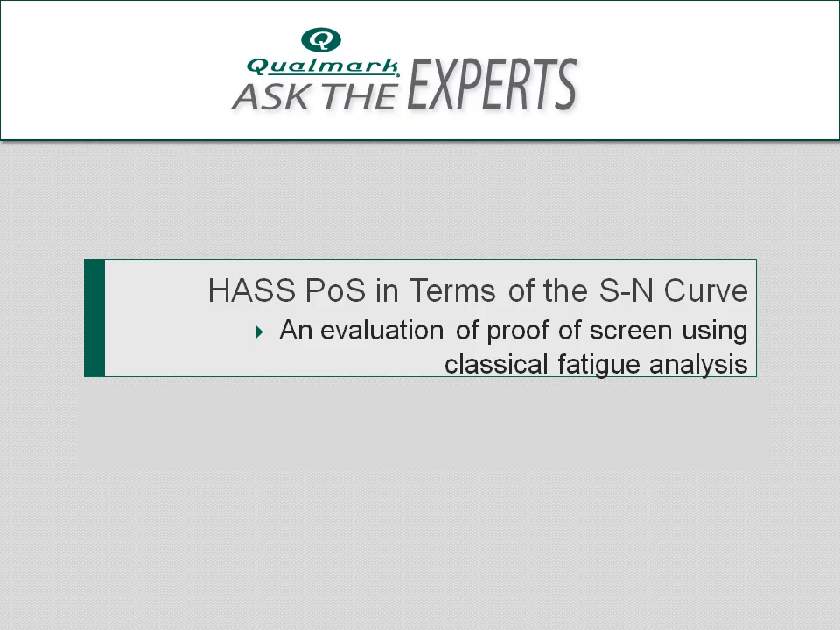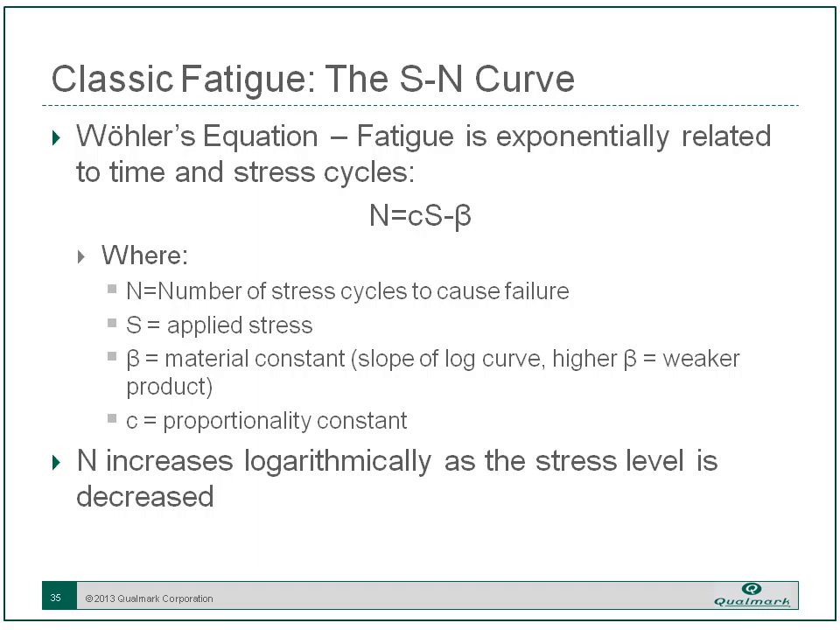Now I'd like to take a brief overview of the whole idea of proof of screen in terms of the SN curve. Let's take a look at it using classical fatigue analysis. And we use Wohler's equation. The fatigue is exponentially related to time and the stress cycles. So we have stress raised to the minus beta here, and this is the number of cycles it takes to cause a failure. That is Wohler's equation.